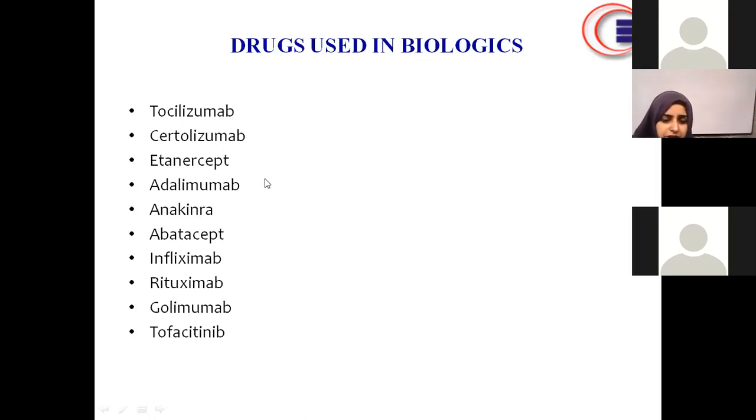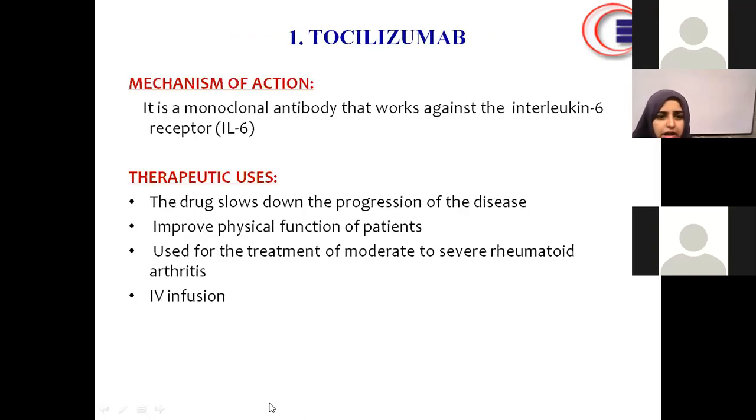We have etanercept, we have adalimumab, we have anakinra, we have abatacept, we have infliximab. All the mabs are there. Okay, memorize the names. Now, tocilizumab. The talk of the society these days is basically a monoclonal antibody. Look, now this does not affect the whole immune system, but it acts against the interleukin 6 receptor only. So what will it do? It will act only on the interleukin 6 receptor. The drug slows down the progression of the disease. It improves physical functions of the patient, used for the treatment of moderate to severe RA, IV infusion.